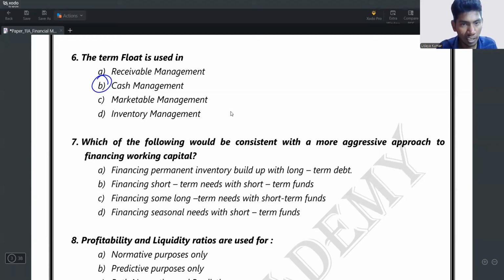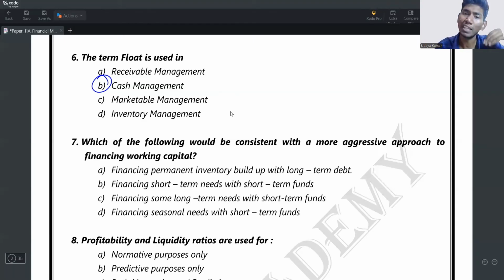Option C, financing some long-term needs with short-term funds, is the more aggressive approach to financing working capital. The aggressive approach refers to using more short-term financing even for long-term or permanent assets. It ultimately increases the risk, but may lower the financing cost due to the typically lower interest rates of short-term debt. Clear?